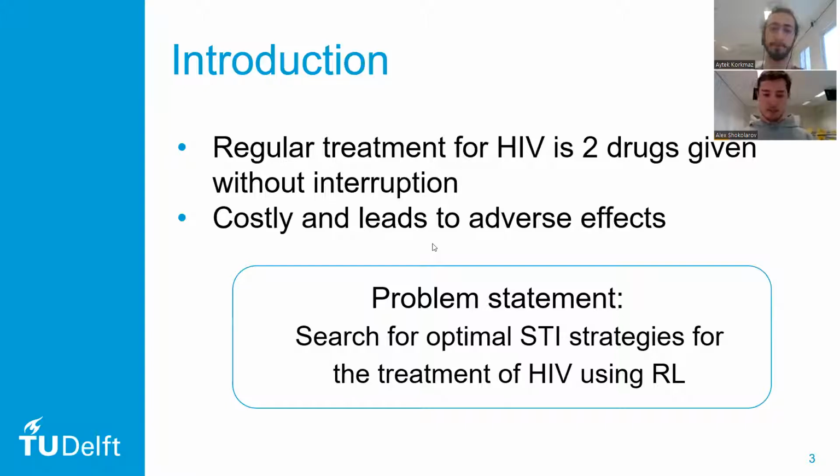But to schedule this strategy optimally, an intelligent algorithm that can incorporate past data is needed, which naturally leads to the problem statement presented in the slide, and that is to search for optimal STI strategies for the treatment of HIV using reinforcement learning.